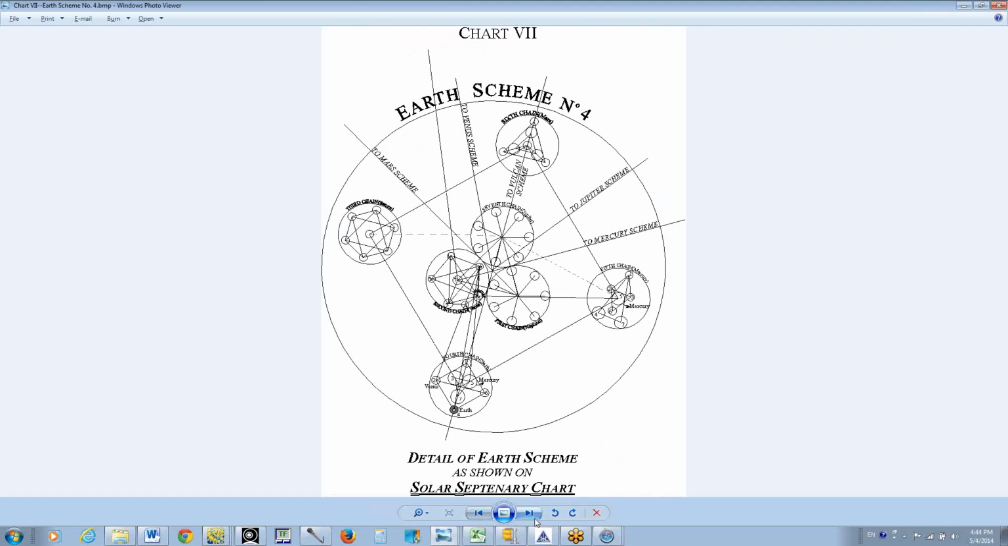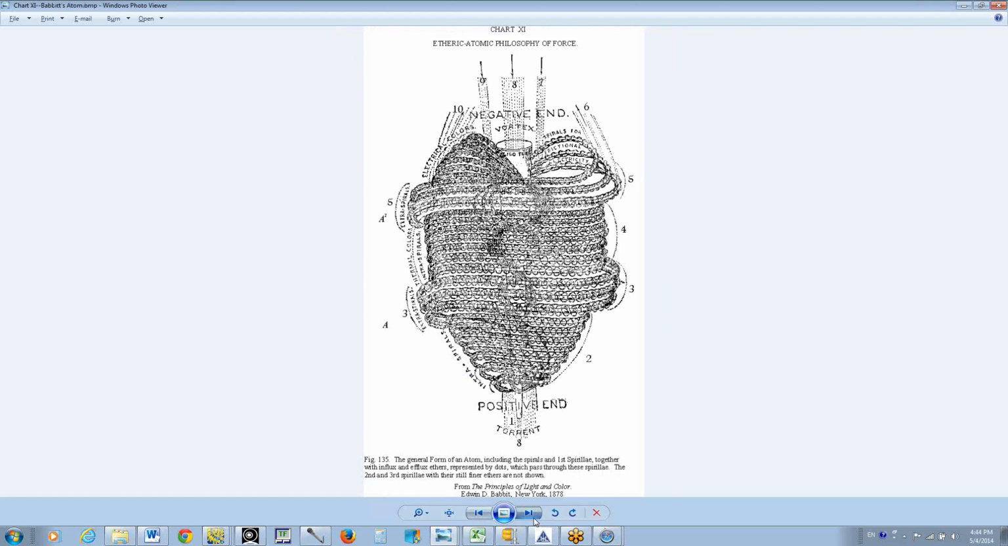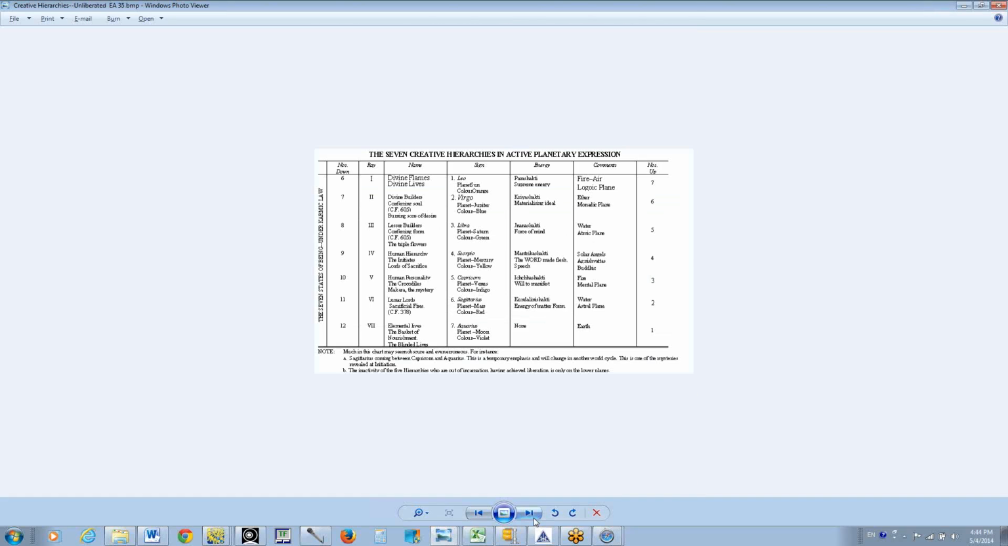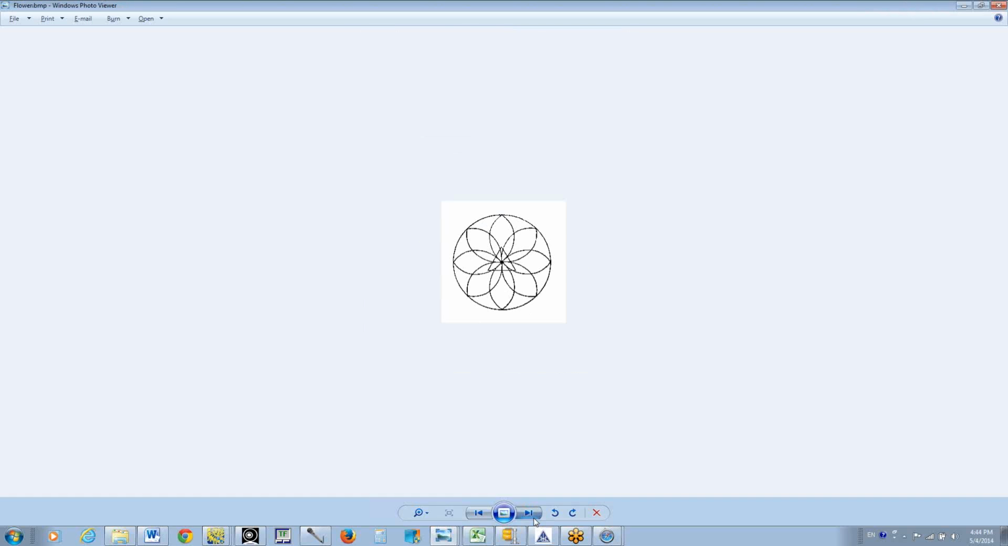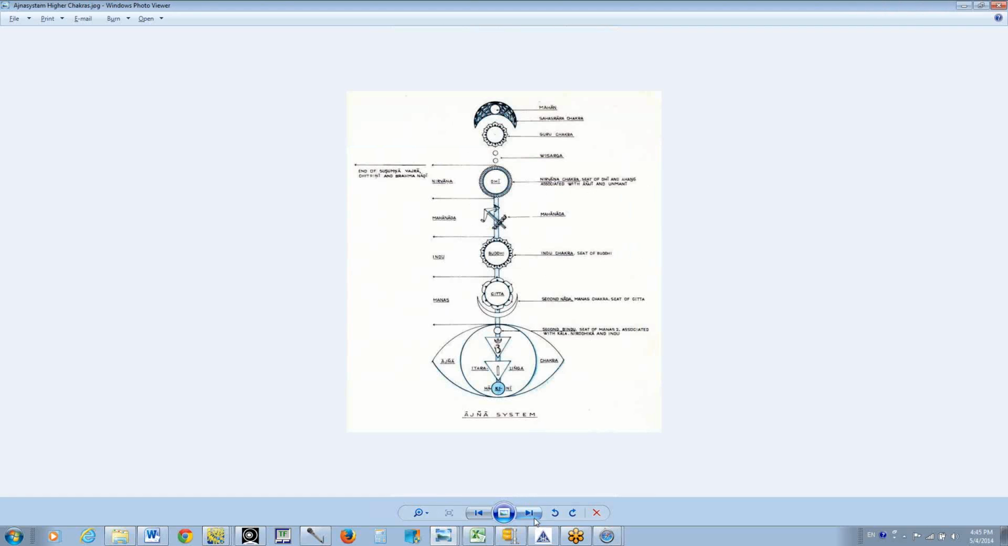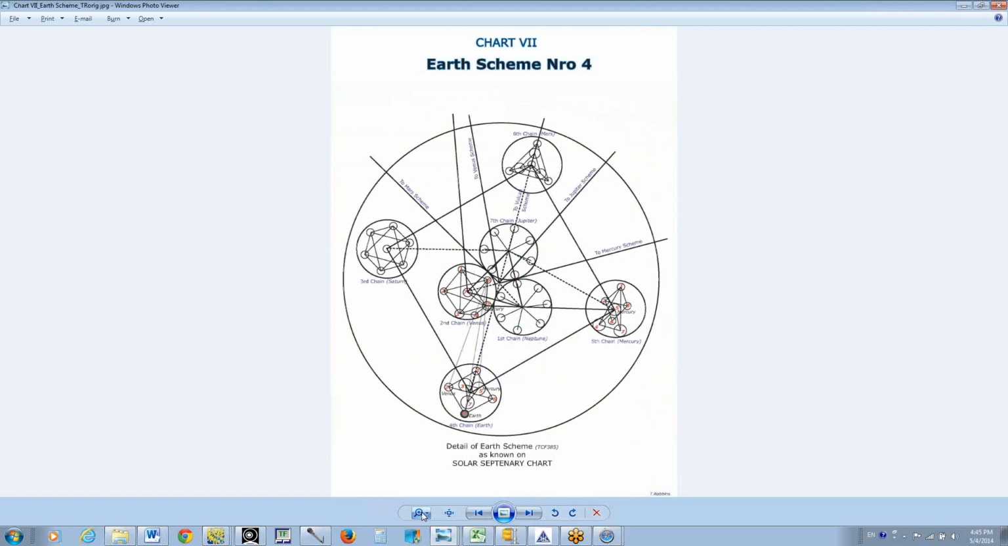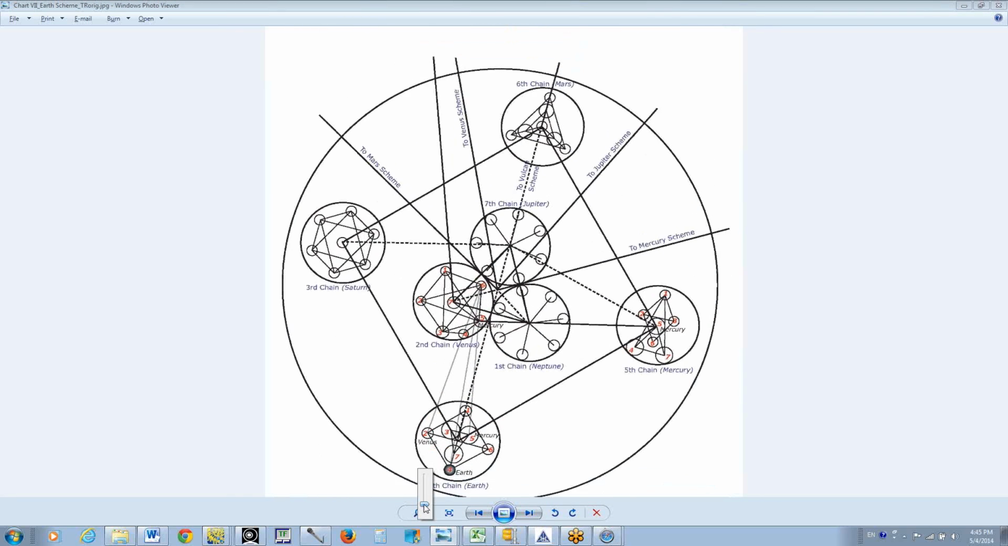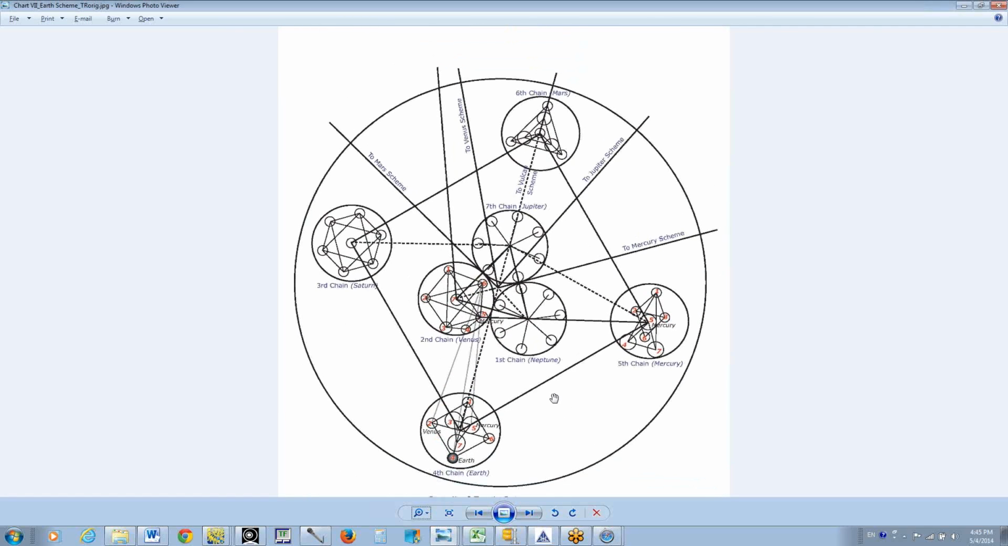This is the picture of the Earth scheme. I think I can come to a better one that Tuya has done here. Coming along. Okay, it's coming. There it is. Okay. So here is the Earth scheme. And here are the 7 major chakras of the Earth scheme, which are known as chains, and our chain is the 4th.